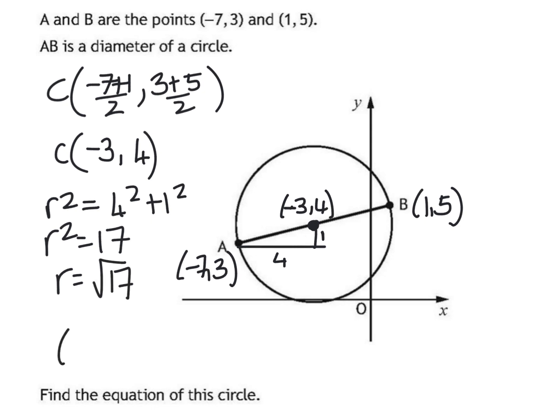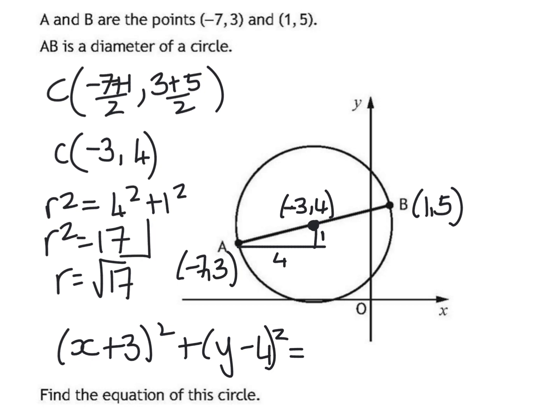So when I do my equation, I plug in the centre, negative 3, 4. So the opposite of minus 3 becomes plus 3. The opposite of positive 4 becomes minus 4. And remember, the end bit I'm meant to plug in is r squared. R squared is 17. And that is the equation of the circle. And that is me done.